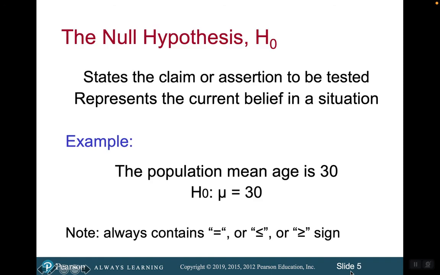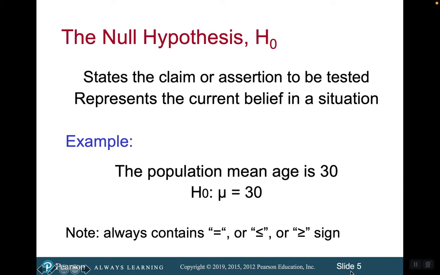As we're doing this, we have something we call the null hypothesis as a starting point. We state the claim that we're going to test, which represents the current belief in our situation. We'll use as an example for a null hypothesis: population mean age is 30. The way we would represent that would be H0: population mean is equal to 30.